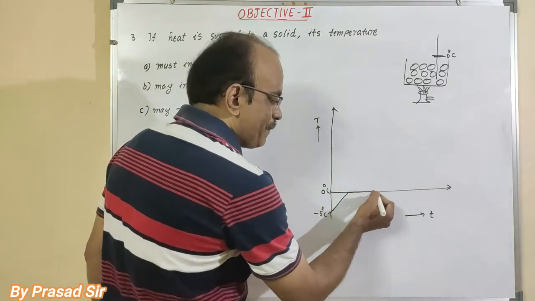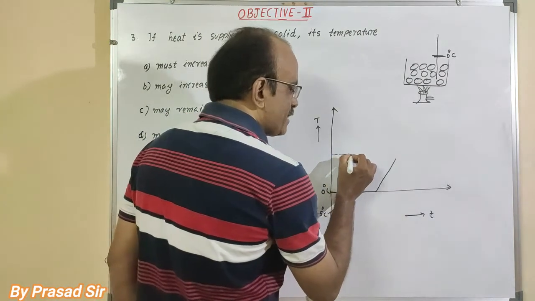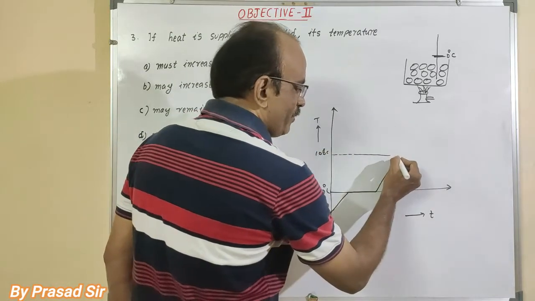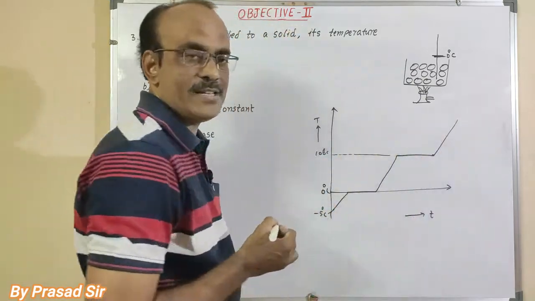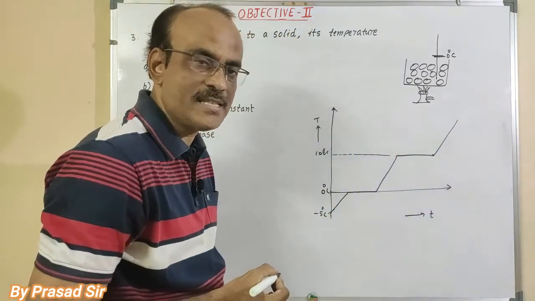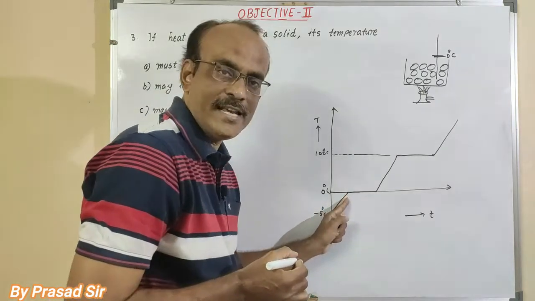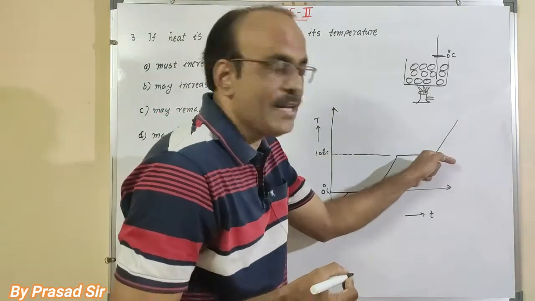Then afterwards its temperature rises to some particular extent, nearly 100 degrees centigrade. Then afterwards this temperature remains constant. Then afterwards the temperature rises. So what happens in this case? When we are supplying the heat, the temperature rises, then remains constant, then again rises, then again remains constant.